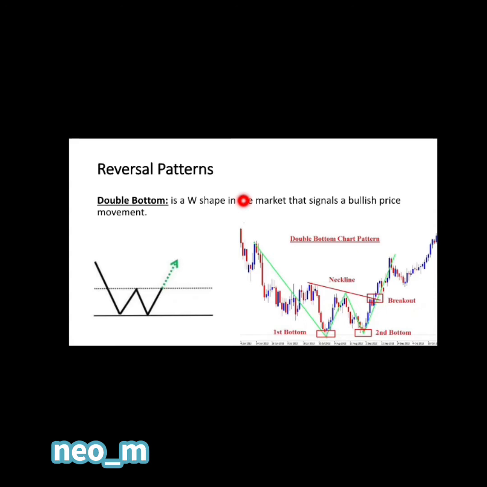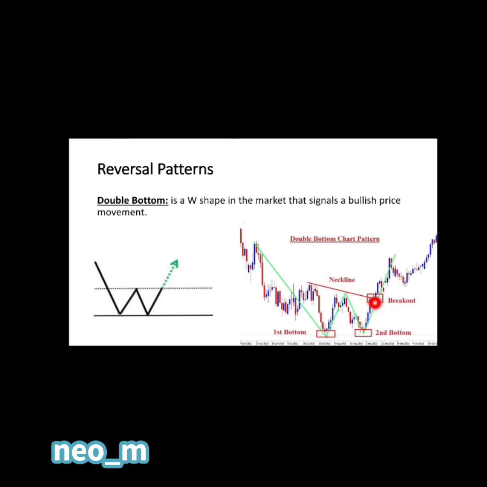We have a double bottom. A double bottom is actually the opposite of a double top. It is a W shape in the market that signals a bullish price movement. These reversal patterns, guys, usually form at the end of a trend, right? At the end of a trend, that's where the reversal patterns form.